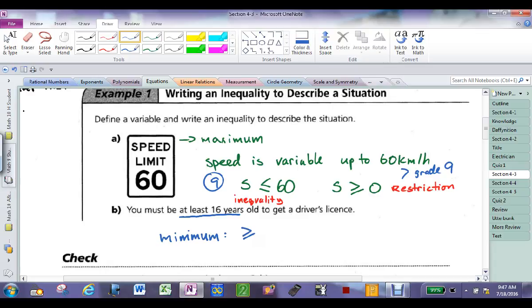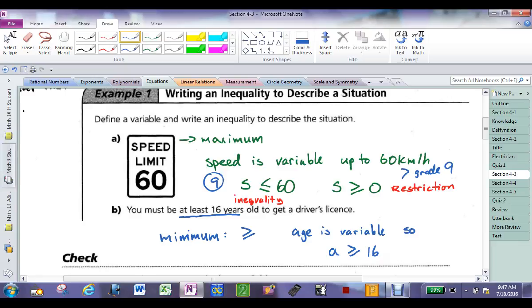What is the variable? 16 is not a variable. 16 is 16. Age is the variable, A. Age is variable because everybody in the world has a different age. So A must be greater than or equal to 16. Now again, that's grade 9 knowledge, yes?